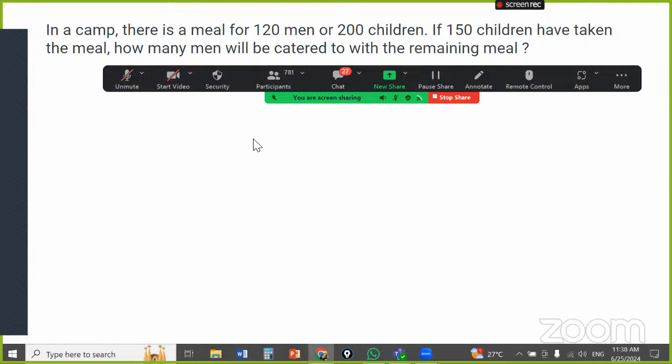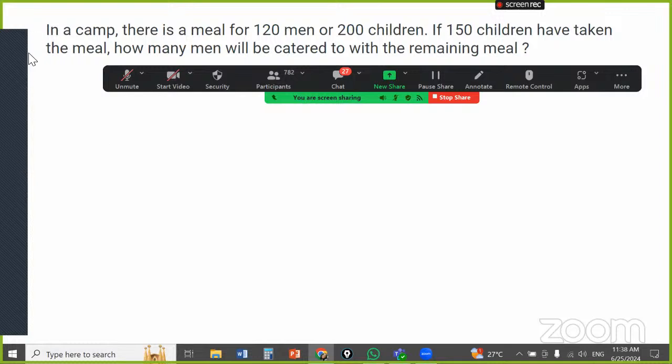Okay, this question is a little bit different from the things which we did so far. In a camp, there is a meal for 120 men or 200 children. If 150 children have taken their meal, how many men will be catered to with the remaining meal?